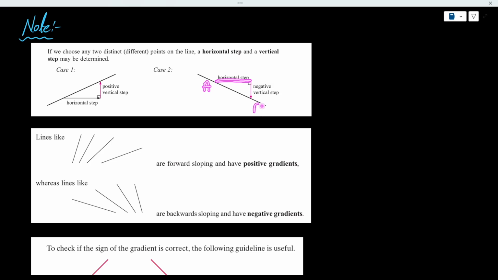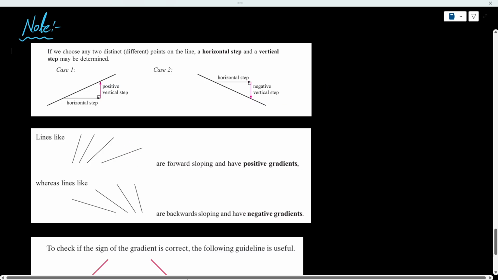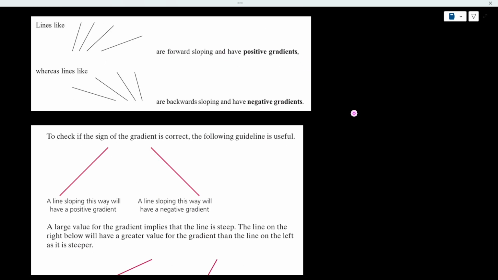If this is point A, this is point B. From A to B, how will you reach there? The horizontal step is positive and vertical, it's going down, so it's negative. And negative divided by positive is always going to be negative. So this you need to remember here: whenever it's forward sloping the gradient is positive, and if it is backward sloping, then you always get the negative slope.